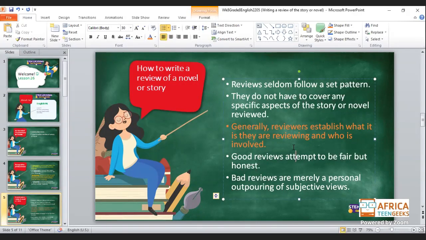So this means that before you review, remember, when you learners will be writing a review, at that point in time, when you write the review, we take you as the reviewer. Okay. So tell me, what do you think it means when you say that reviewers need to establish what they're reviewing and who is involved? Please talk to us in the chat to tell us what you think this statement means. So I'll give you just a moment.